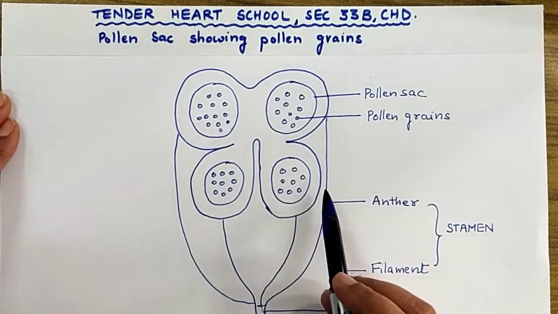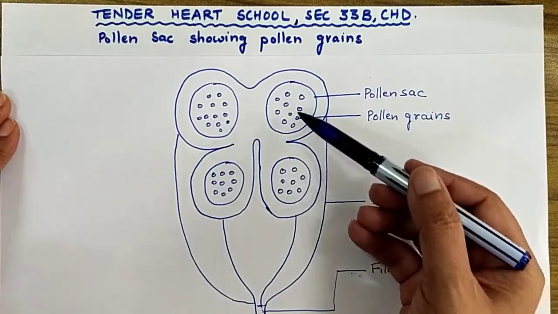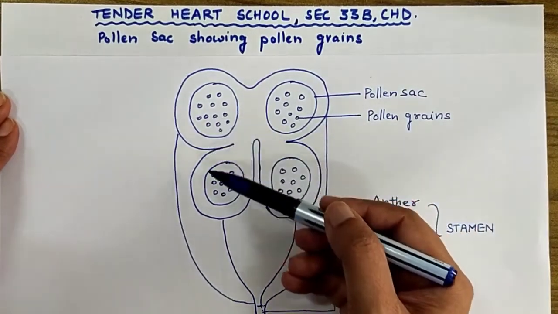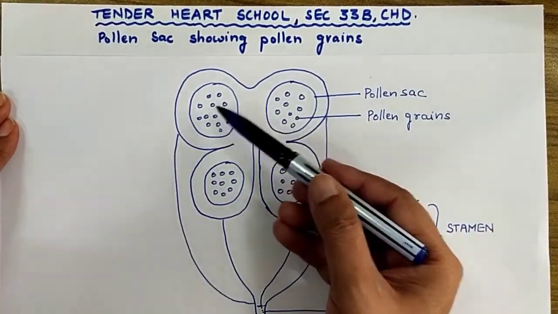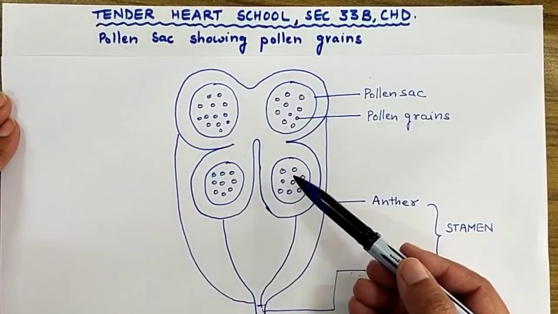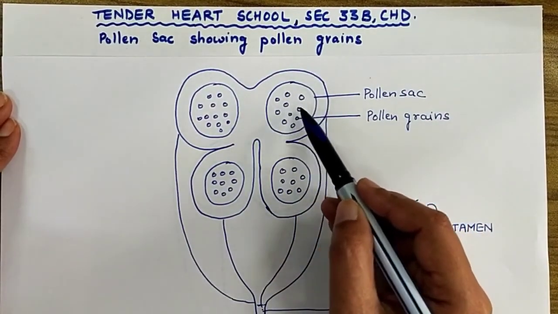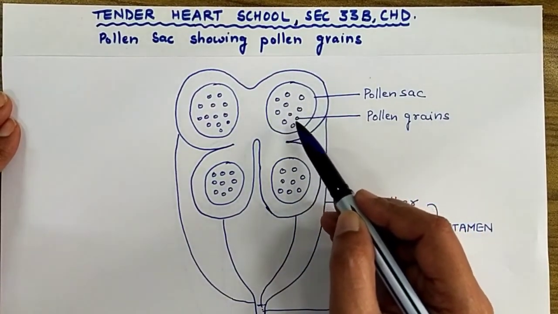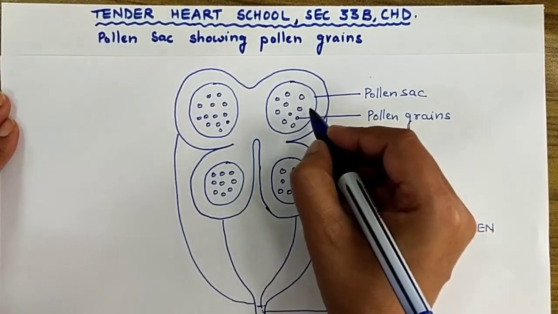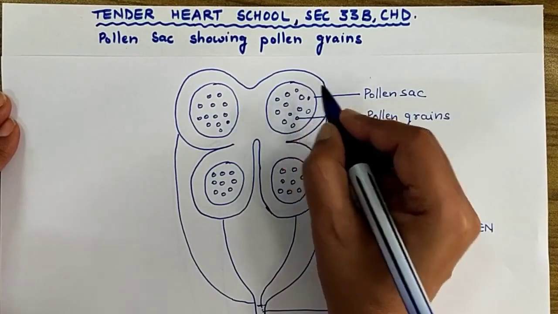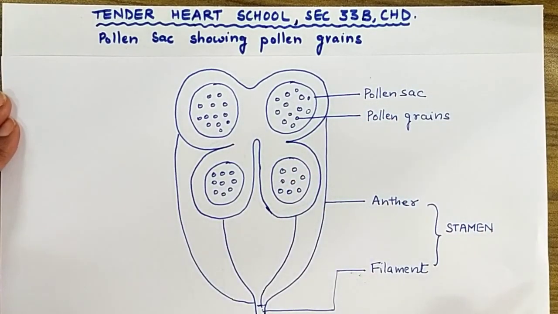Now this bilobed structure, each of the lobes further is having two pollen sacs. On each of the sides we have two pollen sacs. So in total we have 4 pollen sacs. So these are the pollen sacs, and inside the pollen sacs the male reproductive cells, that is the male gametes, pollen grains are formed, right? So these are the pollen grains which are formed inside the pollen sacs of the anther.